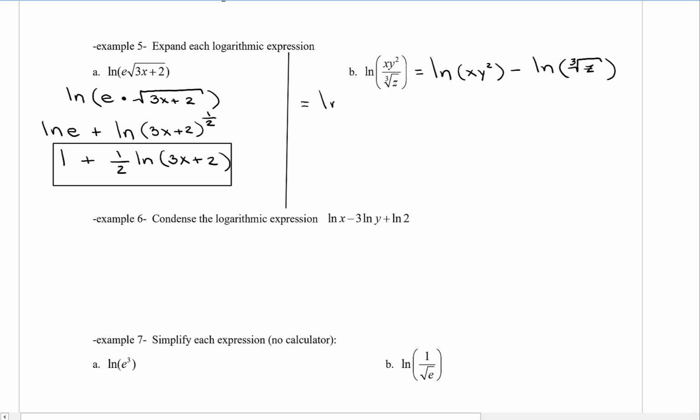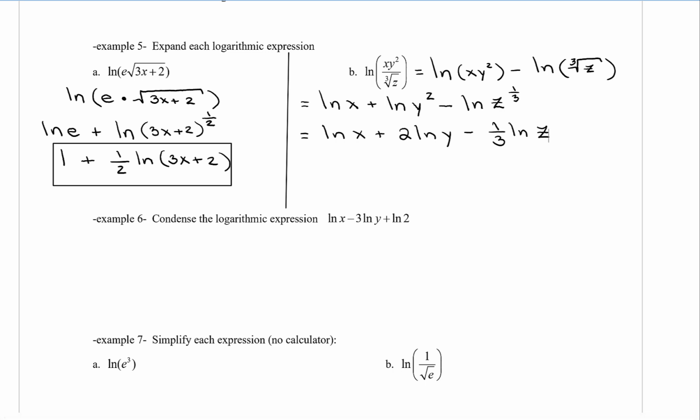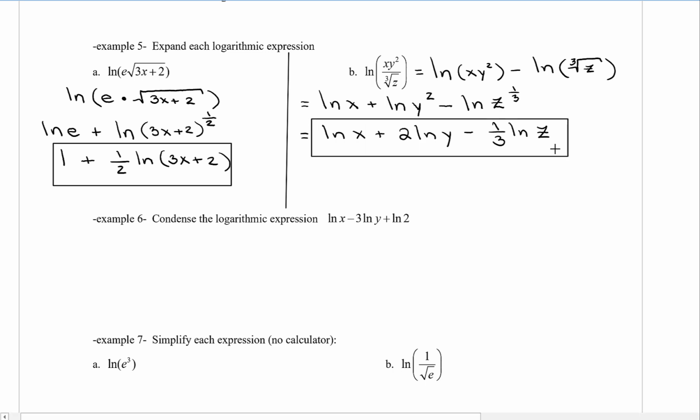This is going to be equal to the natural log of x plus the natural log of y squared. There we're using that the log of a product is equal to the sum of the logs, minus the natural log of z raised to the 1/3 power. I'm just writing the cube root as a fractional exponent. And then this is going to be equal to the natural log of x plus 2 times the natural log of y minus 1/3 times the natural log of z. And in those two last logarithms, we used the exponent on the argument is equal to the coefficient of the log, and we just rewrote that exponent that was in our argument, and we wrote it out in front as the coefficient of that log.